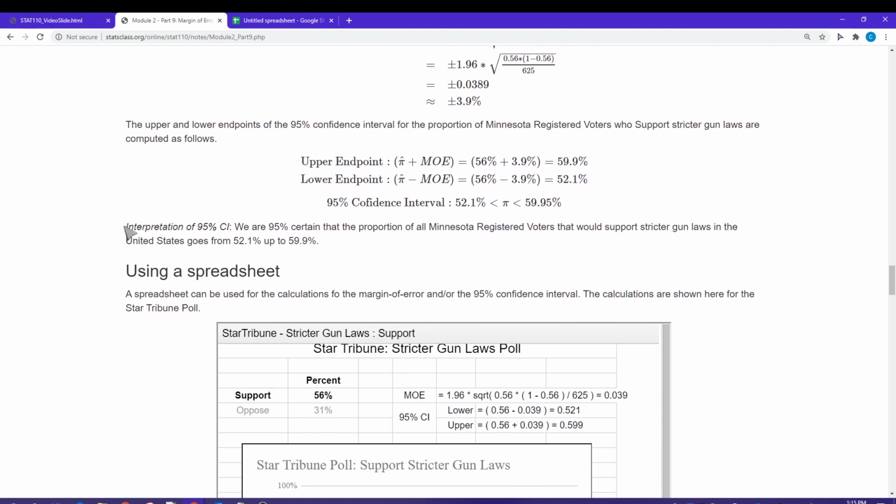The interpretation of the 95% confidence interval in the context of the example that we're looking at here would be that we are 95% certain that the proportion of all Minnesota registered voters that would support stricter gun laws in the United States goes from about 52% up to about 60%. Notice that this statement is for the proportion of all Minnesota registered voters, not just for the 625 that took our poll. We know the value for the 625 that took the poll. That was that 56%. What we're trying to do with a confidence interval is obtain what the proportion would be for all Minnesota registered voters.